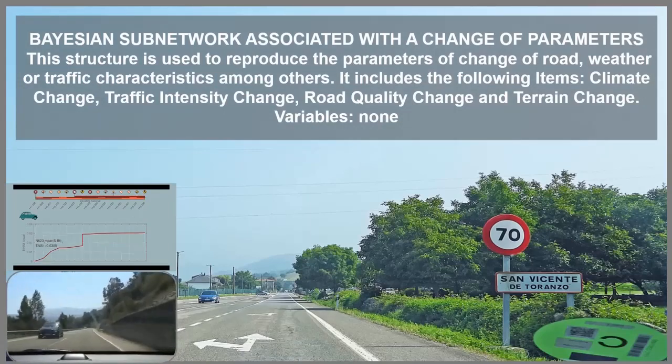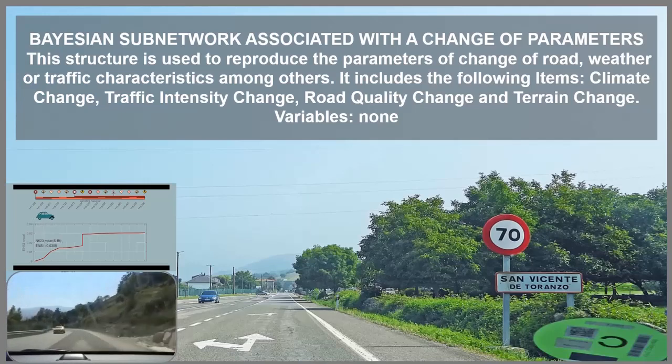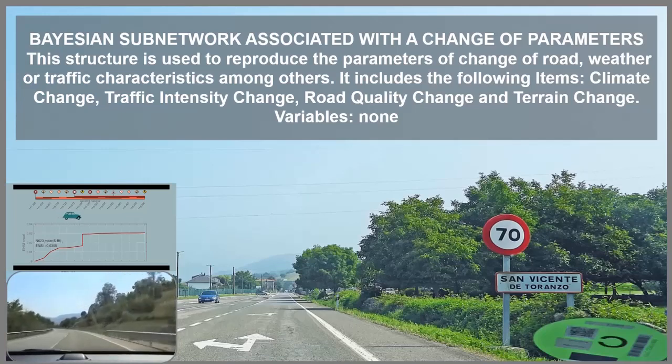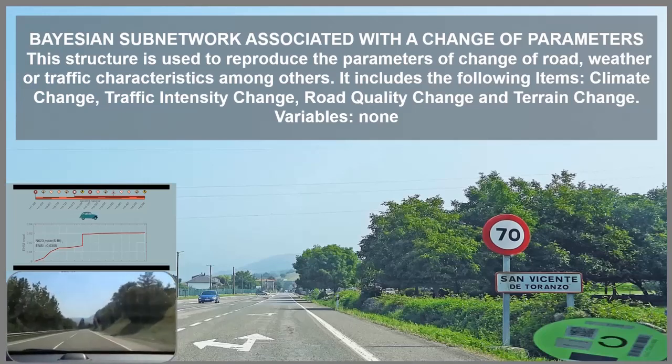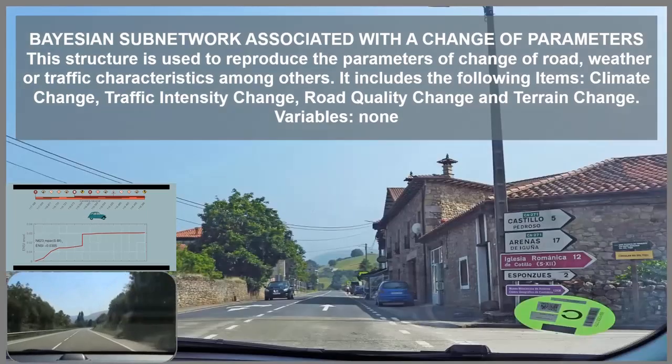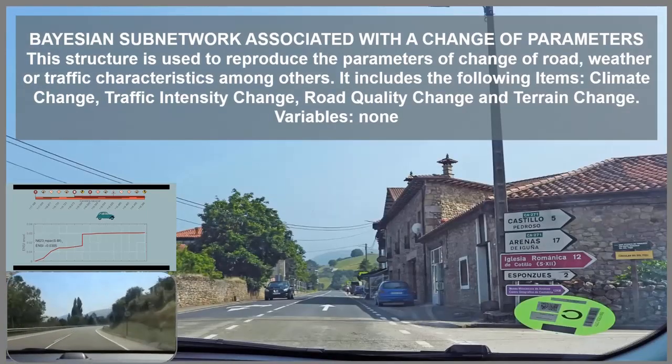Bayesian subnetwork associated with a change of parameters. This structure is used to reproduce the parameters of change of road, weather, or traffic characteristics, among others. It includes the following items: climate change, traffic intensity change, road quality change, and terrain change. Variables, none.